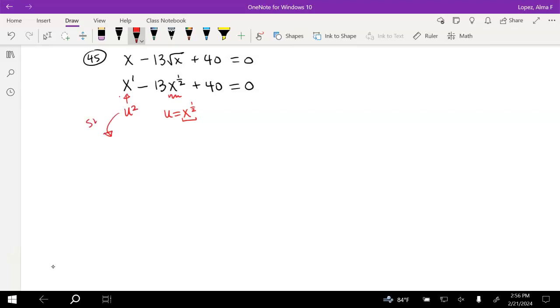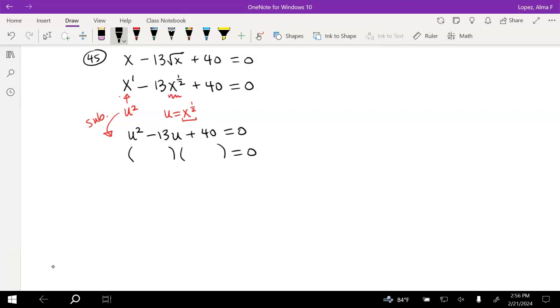Now we'll do our initial substitution. We get U squared minus 13U plus 40 equals 0. That is a type 1 trinomial. I'm going to factor it, but remember, if you're allergic to factoring, you can always use the quadratic formula. Just remember that you're getting U's, and you'll still have to solve for X.